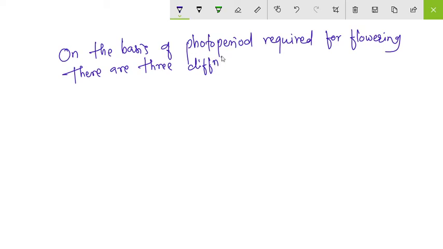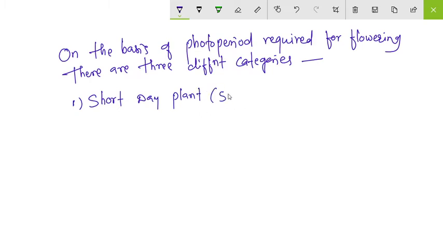Three different categories. Okay, so which are the three different categories? The first is known as short day plants, or SDPs. Okay, the second, or these are also known as the long night plant.